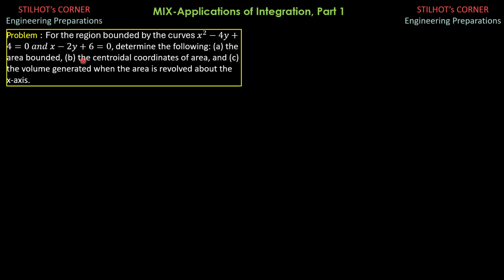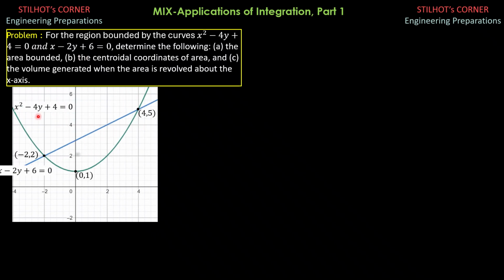Sketching these curves and the line, this would be the form. This is the parabola with vertex at (0, 1), open upward, the parabola x squared minus 4y plus 4 equals 0. This is the line x minus 2y plus 6 equals 0. We substitute the value of y into the equation of the parabola to find the points of intersection, which are at (-2, 2) and (4, 5).